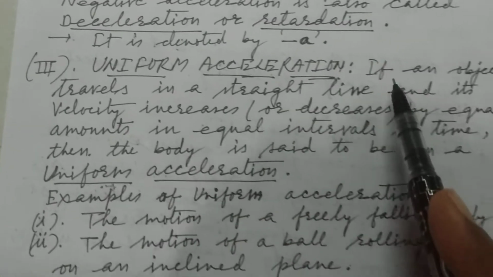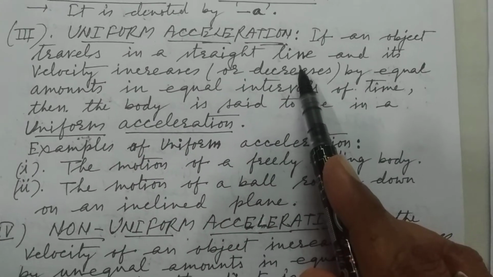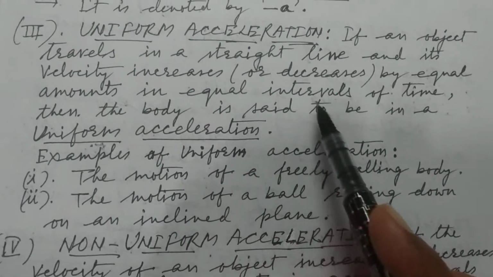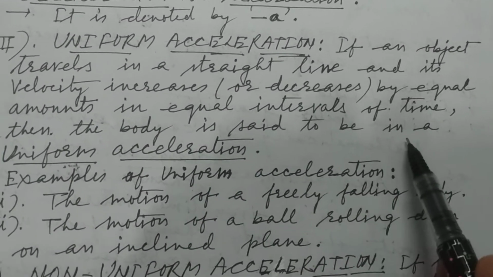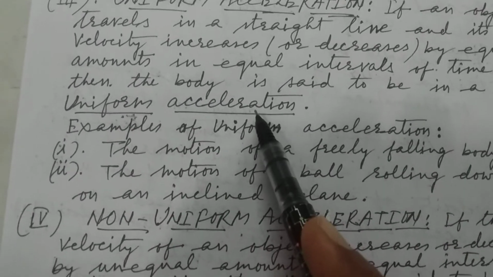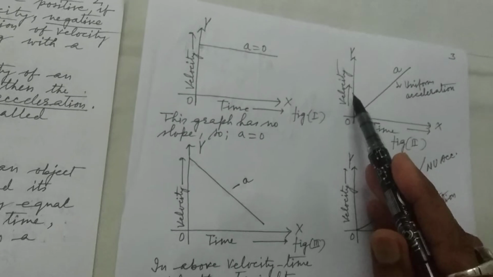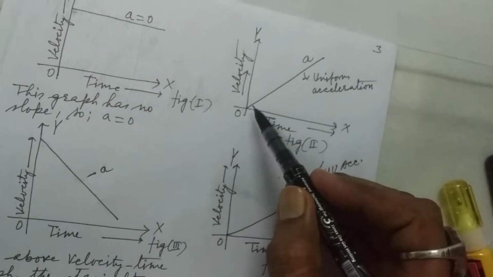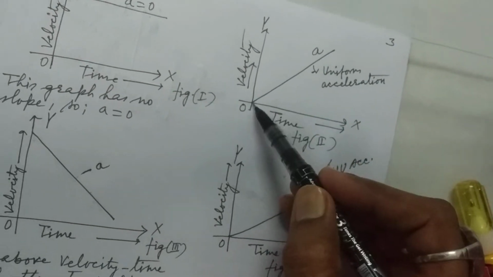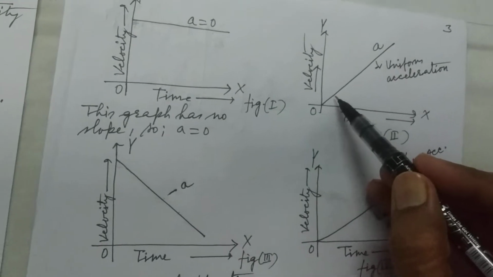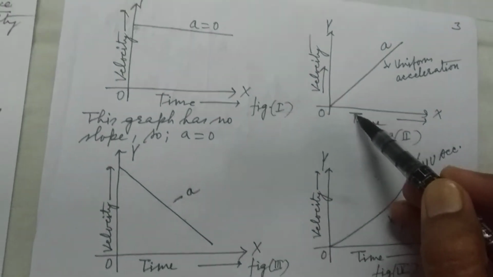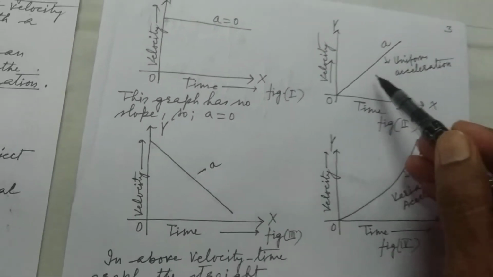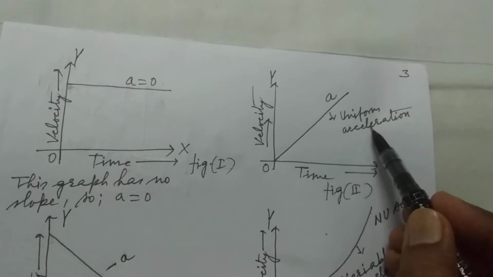Now uniform acceleration. If a body travels in a straight line and its velocity increases or decreases by equal amounts in equal intervals of time, then the body is said to be in uniform acceleration. This velocity-time graph is given, and the slope of the graph is upward. The velocity is increasing at the same rate with time, so it is a straight line. It is the graph for uniform acceleration.